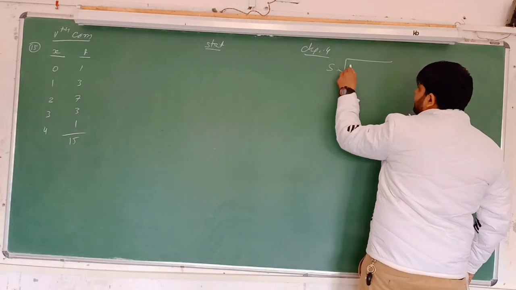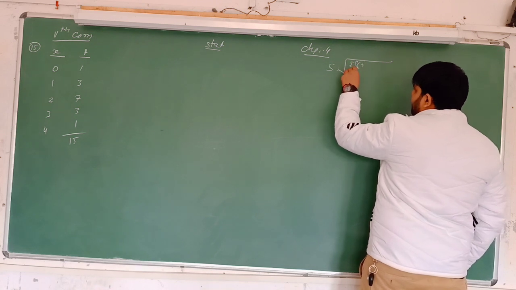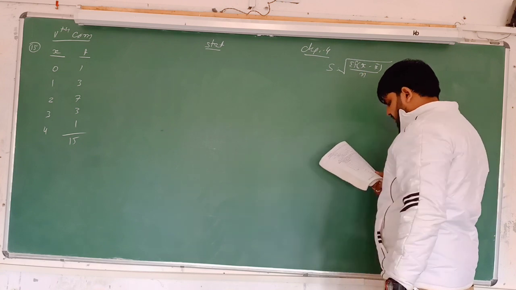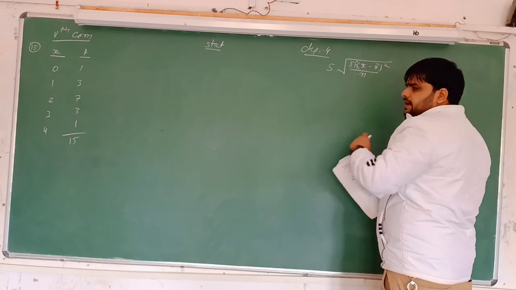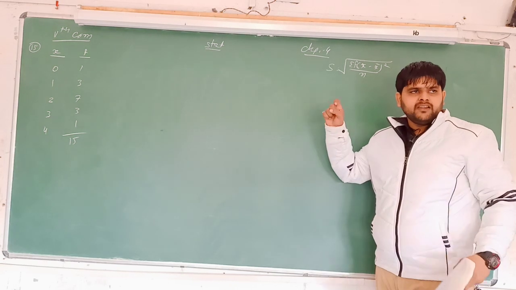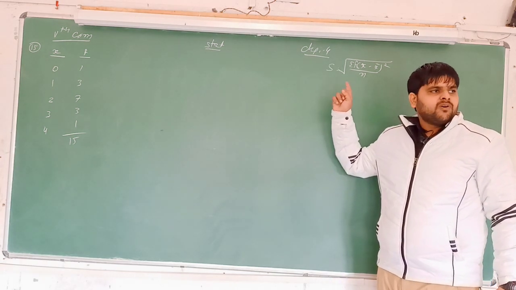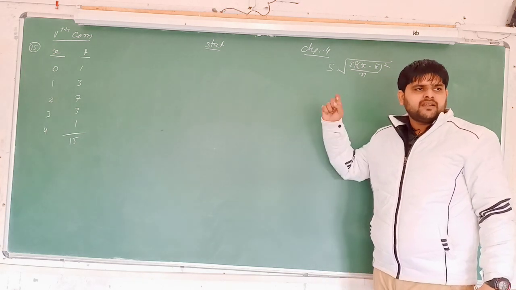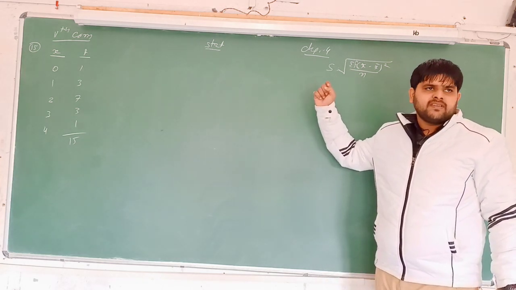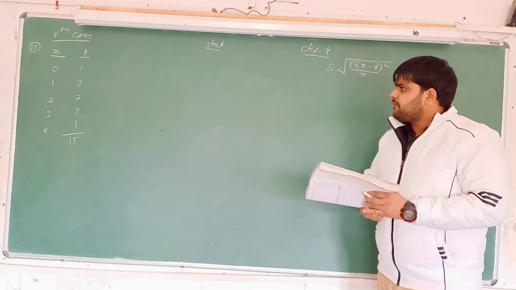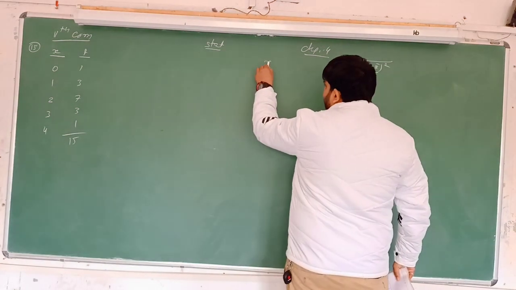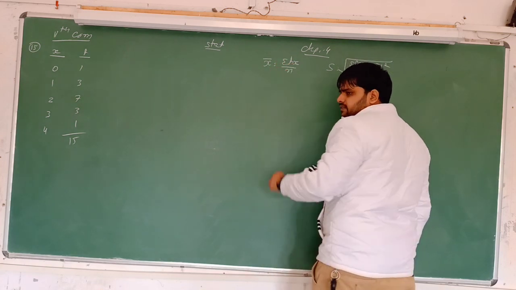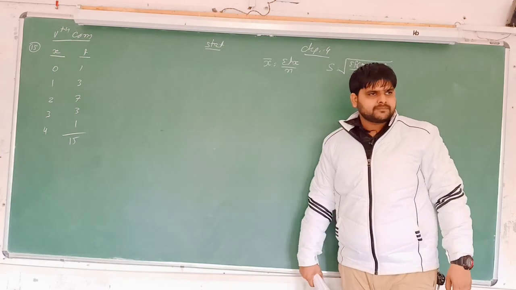Under root sigma F into X minus X bar, whole square, divided by N. This is the formula of standard deviation. Now what is our need? First of all, we have to find X bar. What is the formula? Sigma Fx upon N.